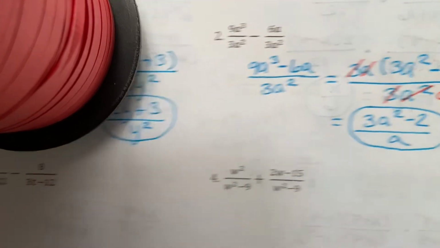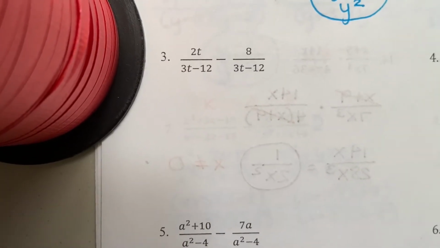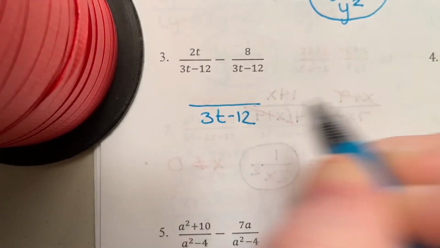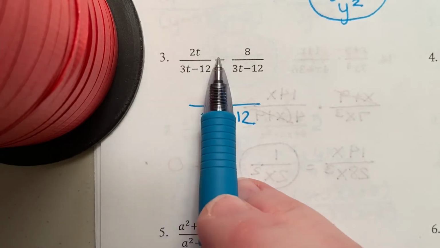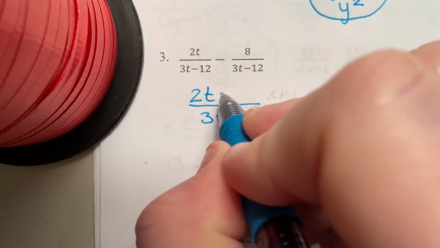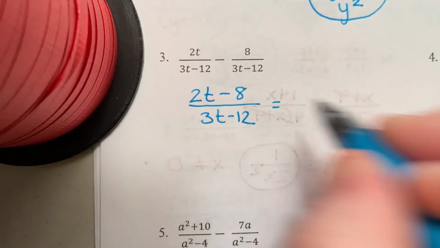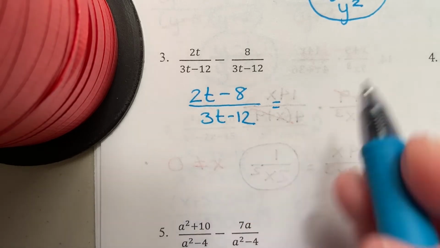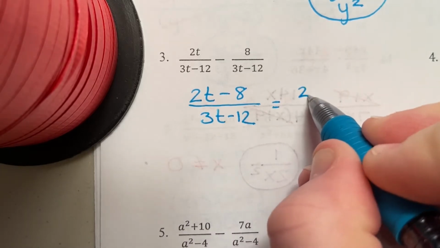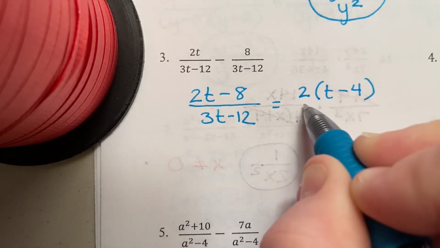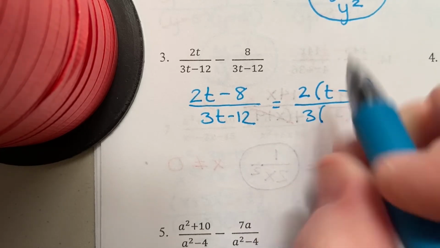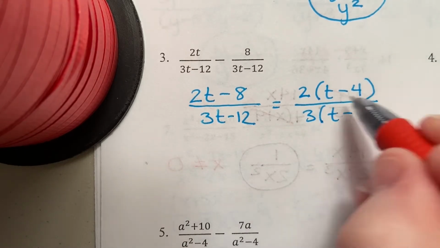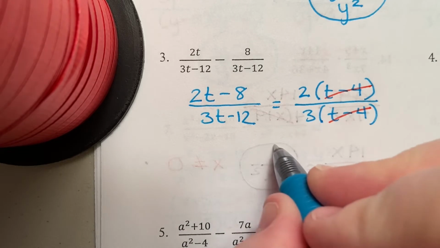In the third example, I have a common denominator again, which is 3t minus 12. So in the numerator, I'm going to have 2t minus 8. I do need to factor both the numerator and the denominator this time because both of them have a GCF. In the numerator, I can factor out a 2, which leaves me with t minus 4. In the denominator, I can factor out a 3, which leaves me with 3 times t minus 4. So the t minus 4s would cancel, leaving me with 2/3.